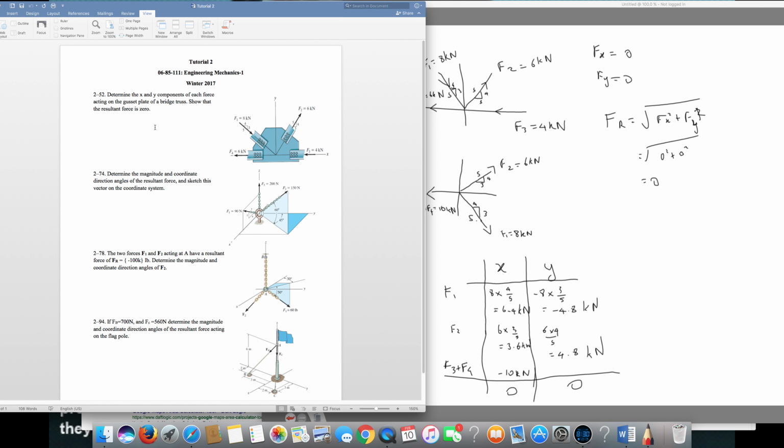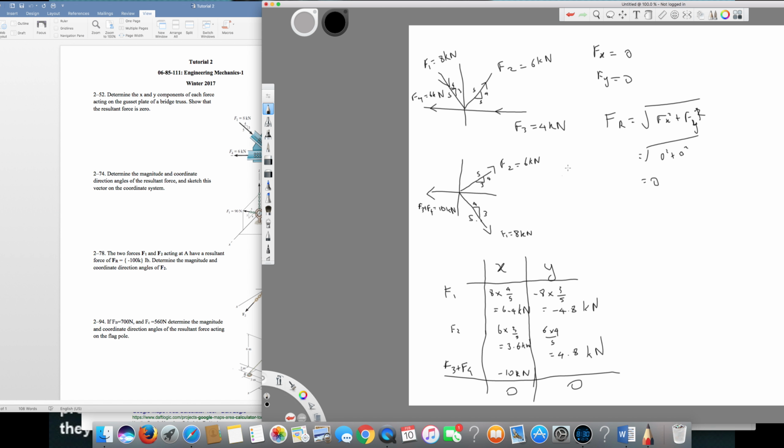So the question is asking, determine the x and y components of each force acting on the gusset plate of the bridge truss. So the resultant force is 0. We have shown that the resultant force is 0. So that's the answer for this question. Let's move to the next question.